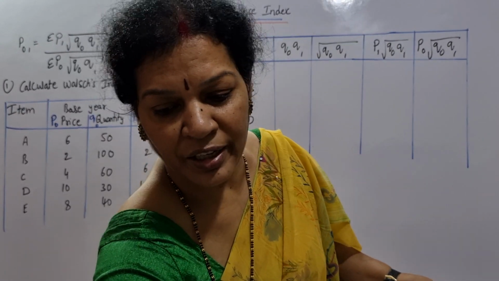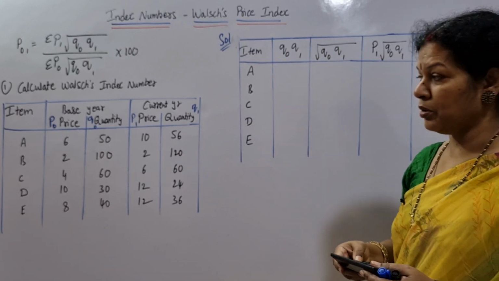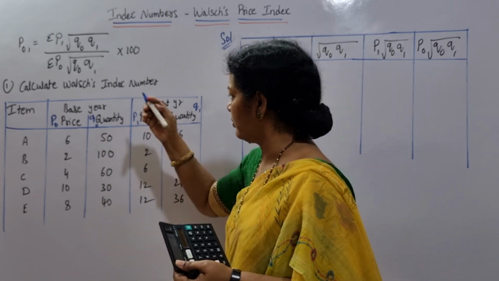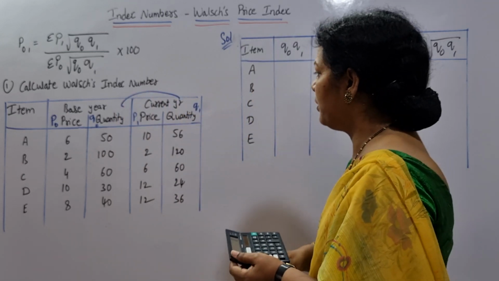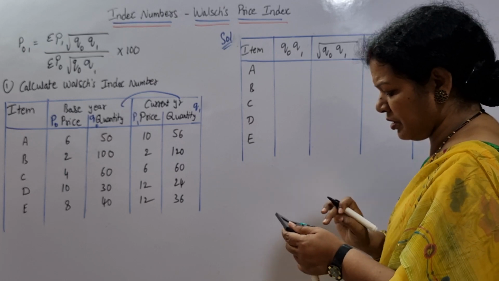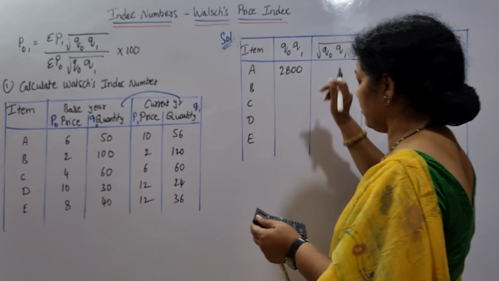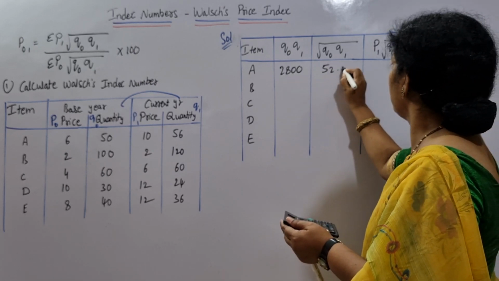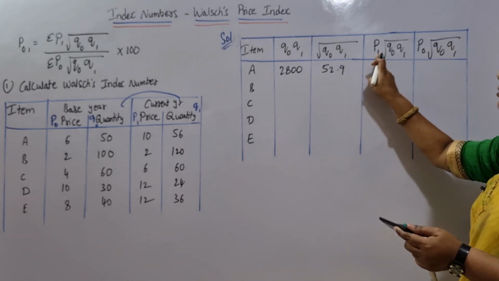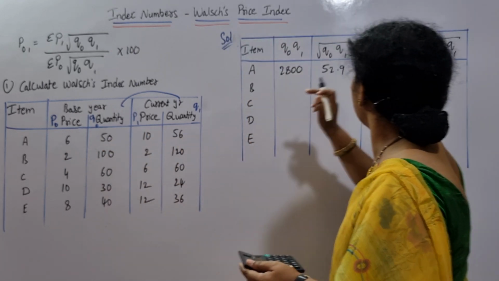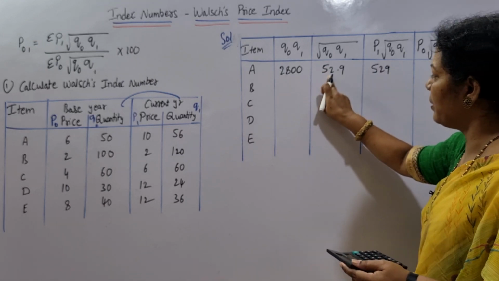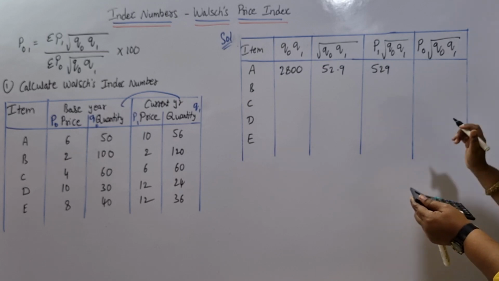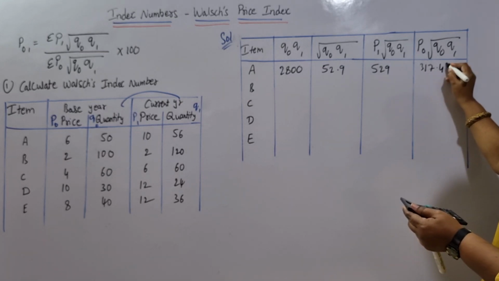Shall we start? I'll take the calculator. First one, what do we want? Q1, Q0. Q1 is this one, Q0 is this. We have to multiply these two. Now 50 into 56, we need not total it, this is not required. 2800, we'll remove the root also simultaneously. If we remove the root, 52.9 we are getting. This 52.9, if we multiply with P1, P1 is 10, it comes to 529. If you multiply 52.9 with P0, P0 means 6, we are getting 317.49. Are you getting it?